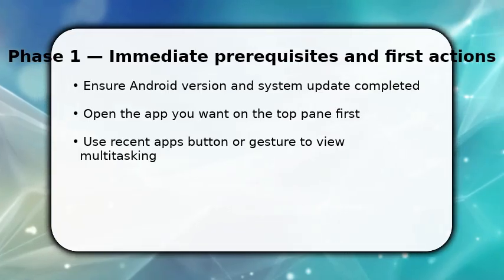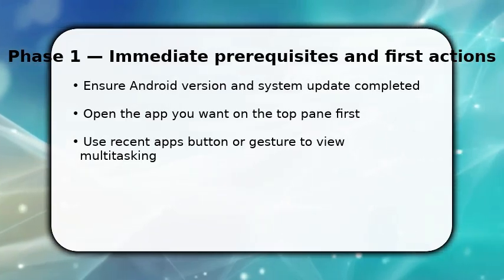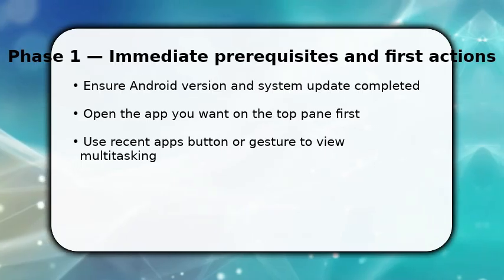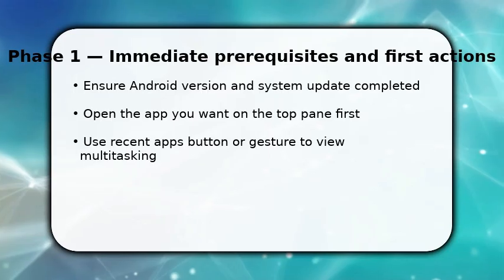You start by confirming updates. This prevents app compatibility issues. Open the primary app you want in split screen because Vivo uses that as the top pane. Then, swipe up or press the Recent Apps button to enter multitasking.